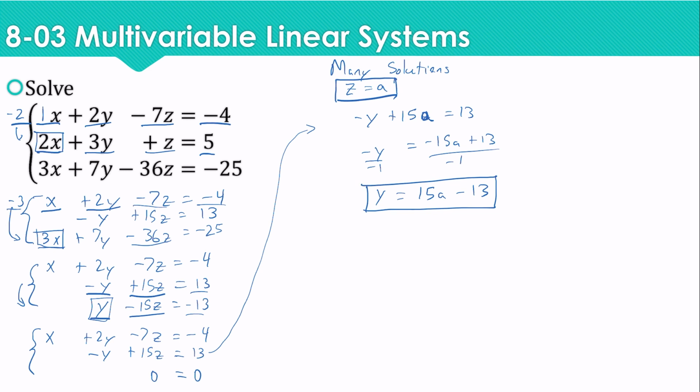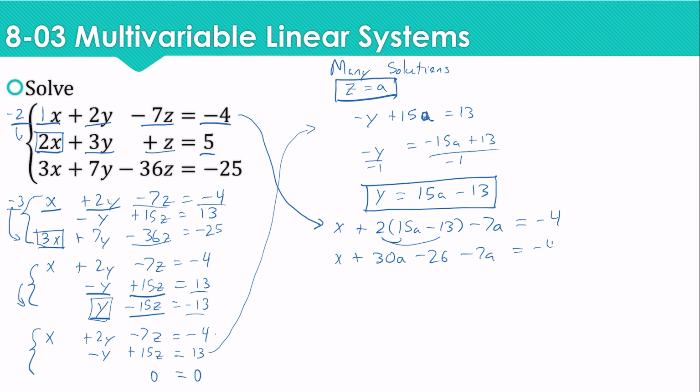So now if I take my first equation, I could find x. x plus 2y minus 7z, z is a, is negative 4. Distribute. Combine like terms. And get everything to the other side. So x would be negative 23a plus 22.